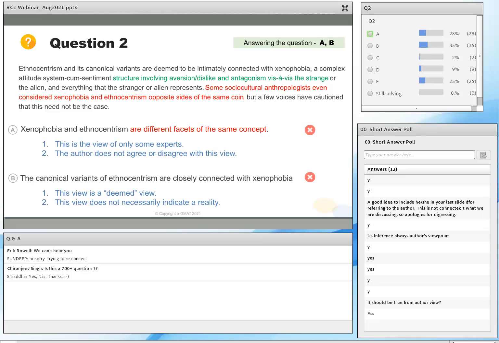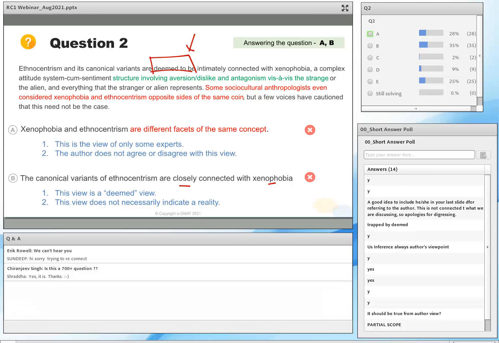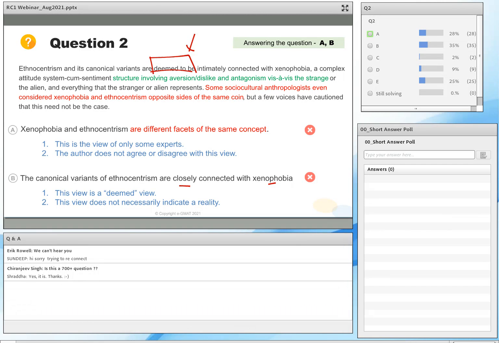Let's look at option B. 35% chose option B. The canonical variants of EC are closely connected with xenophobia. Everybody who chose option B, this is where you faltered. You do not understand the importance of deemed to be or considered to be.